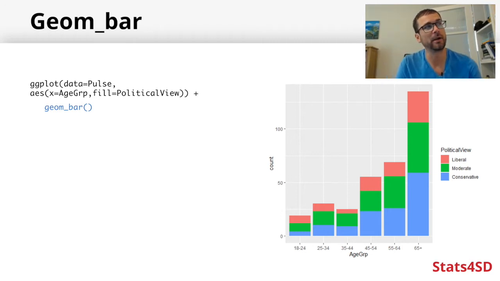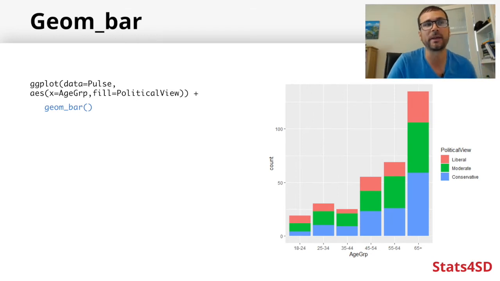In this particular plot that I've just made here quickly, I'm using an x-aesthetic for age group. I'm also adding the fill aesthetic for political view. And you can see what this does by default is it gives us a stacked bar chart. So we've got our different age groups along our x-axis, and then we have a little blue bit for conservatives, then a green bit for moderates, and then a red bit for liberals.